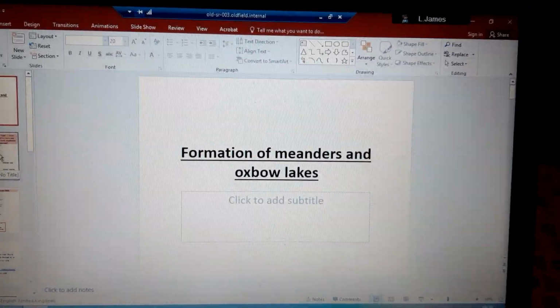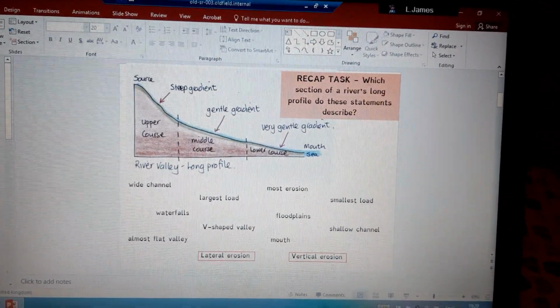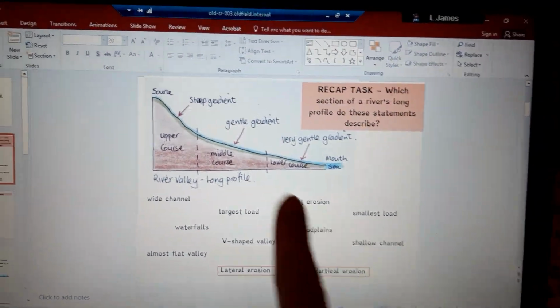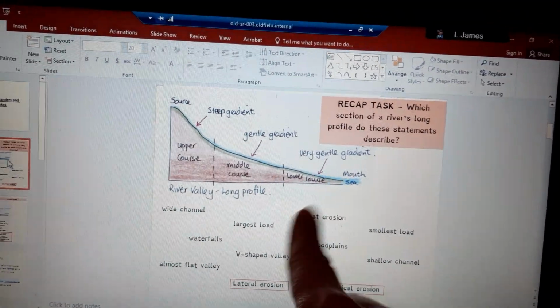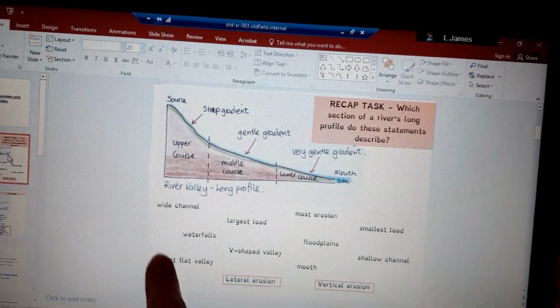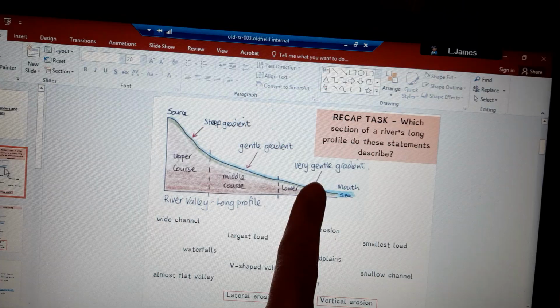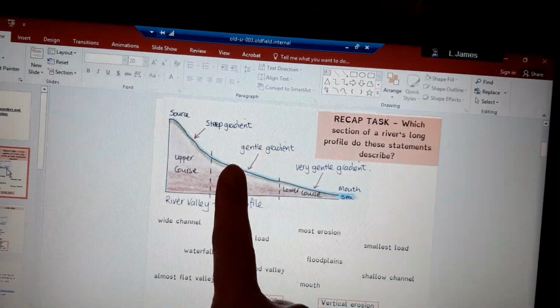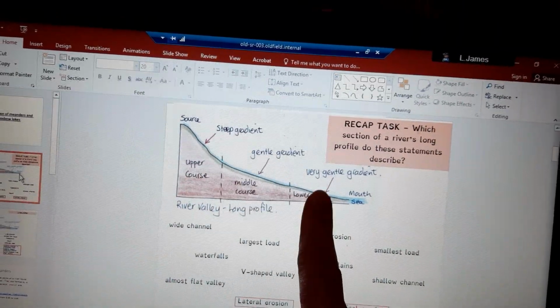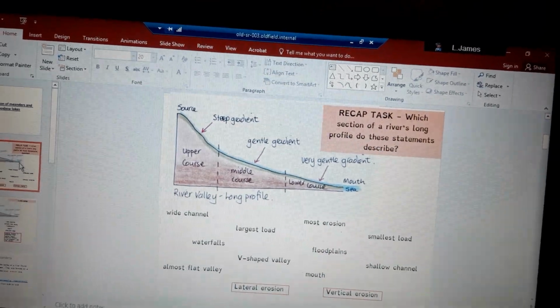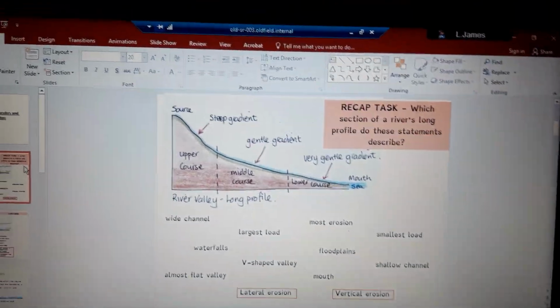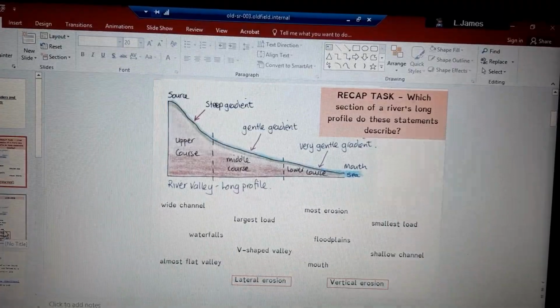So your first task is a little bit of a recap activity on the PowerPoint. Here's the long profile of a river, and I want you to look at these statements and decide whether they describe the upper course or the lower course. None of them describe the middle. Have a go at that on a scrap of paper and see if you get them right. The answers are on the next slide.